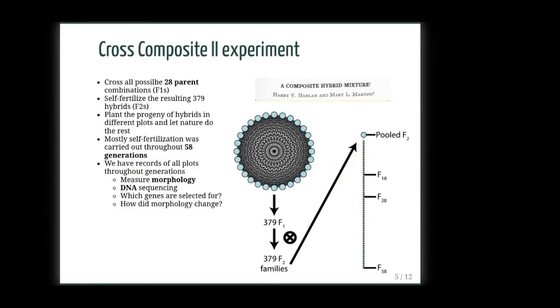So to be more specific, our data consists of this experiment. We got this data from the cross-composite experiment two, with some collaborators at UC Riverside. It's a really cool project. They started back in the 1920s when a couple of plant biologists, Harry Harland and Mary Martini, went all around the world and collected 28 different varieties of barley, 28 parental genotypes. And then they crossed everybody against everybody, so you have 378. Well, something happened, and there are actually 379 possible hybrids.